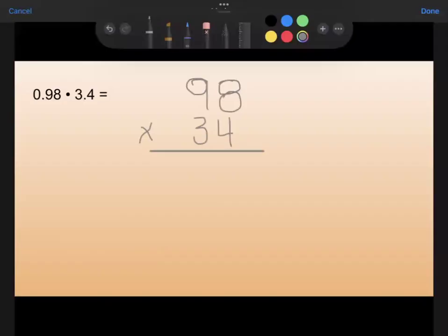8 times 4 is 32, so I'll put a 2 here and regroup that 3. 9 times 4 is 36, plus 3 would be 39. So that's my first row. I'm going to cross off this little regrouped number, cross off the 4 because I'm done multiplying by that, and add a 0 to show that now I'm multiplying by a 3, which is in the tens place. 8 times 3 is 24, so I put the 4 here and regroup the 2. 9 times 3 is 27, plus 2 would be 29. So a 9 here and a 2 here.